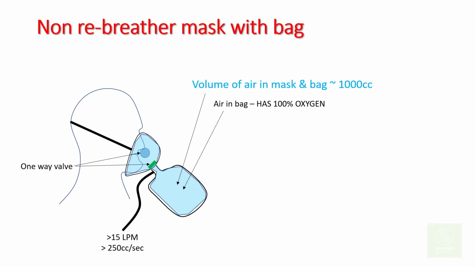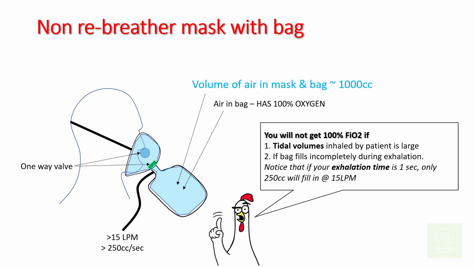Let's understand why. We know that the volume of air in the mask and bag is around 1000 cc's, and the air in the bag has 100% oxygen. So if your patient, for example, is taking a 1500 cc tidal volume, your bag would be unable to provide 100% oxygen. If your respiratory rate is so high that the bag is unable to fill during the exhalation, it is unable to provide even 1 liter of oxygen. So if the tidal volume inhaled by the patient is large, your FiO2 would be much lower. And if the bag fills incompletely during exhalation because of a shorter expiratory time, you will not be able to get 100% oxygen. For example, in this case, if your exhalation time is 1 second, only around 250 cc's will fill in the bag at 15 liters per minute.